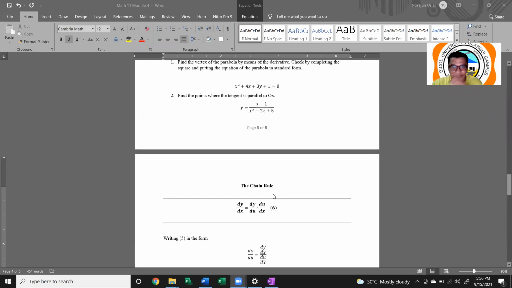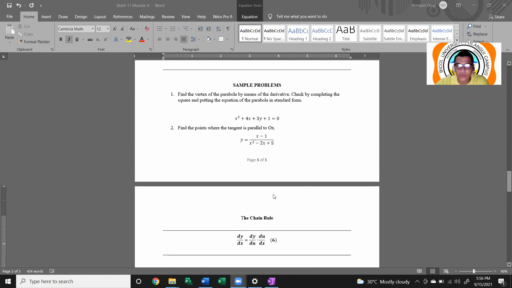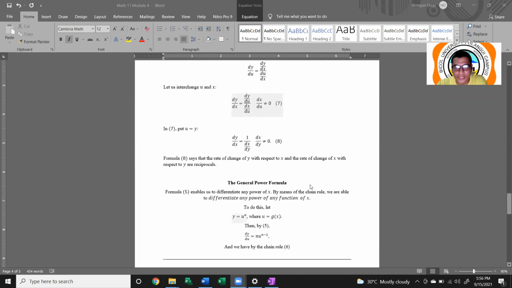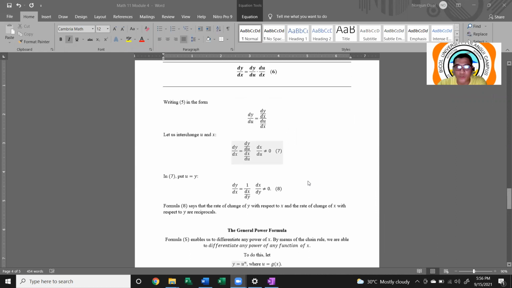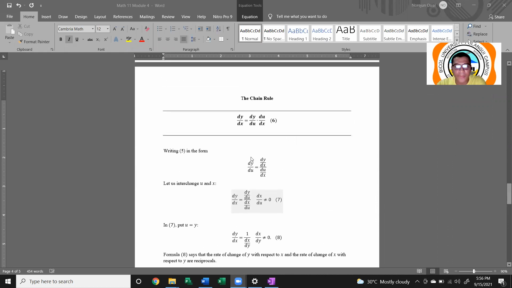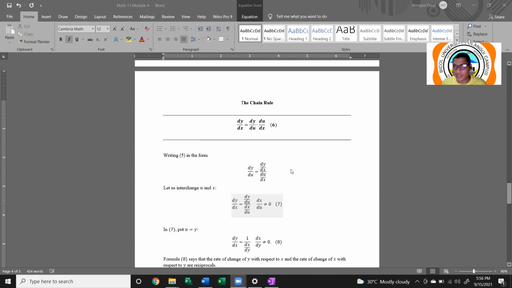Hi class, let's continue our lesson. Now we will discuss the chain rule and the general power formula. So what is the chain rule?